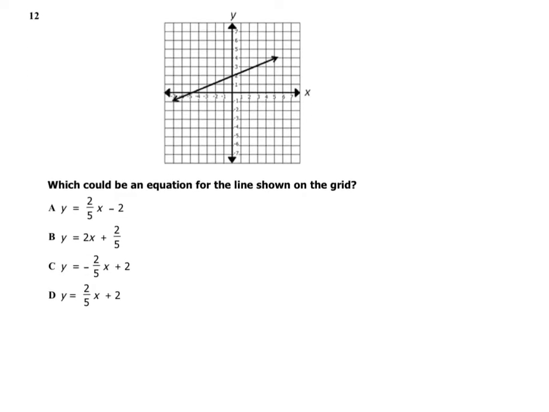Number 12. Which could be the equation for the line shown on the grid? Well, let's go ahead and just write the equation for the line shown on the grid. Let's pretend we don't see any of those choices there underneath. The y-intercept is going to be 2 because it passes through the y-axis at 2.